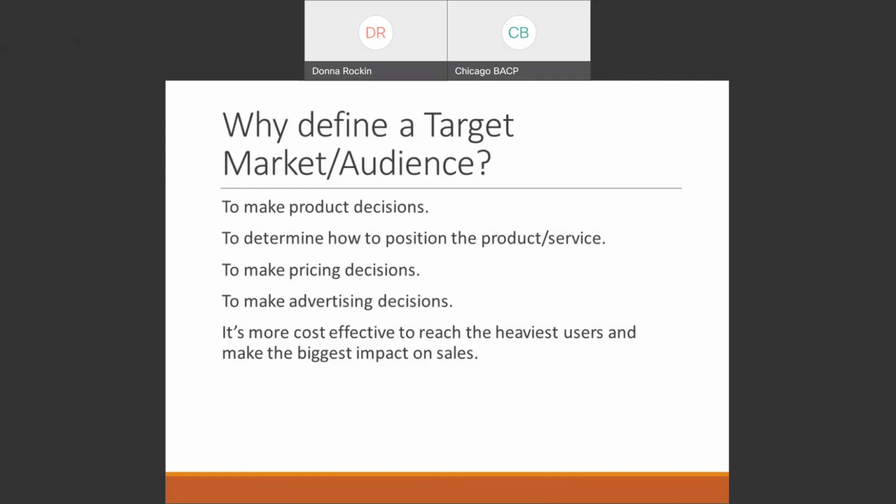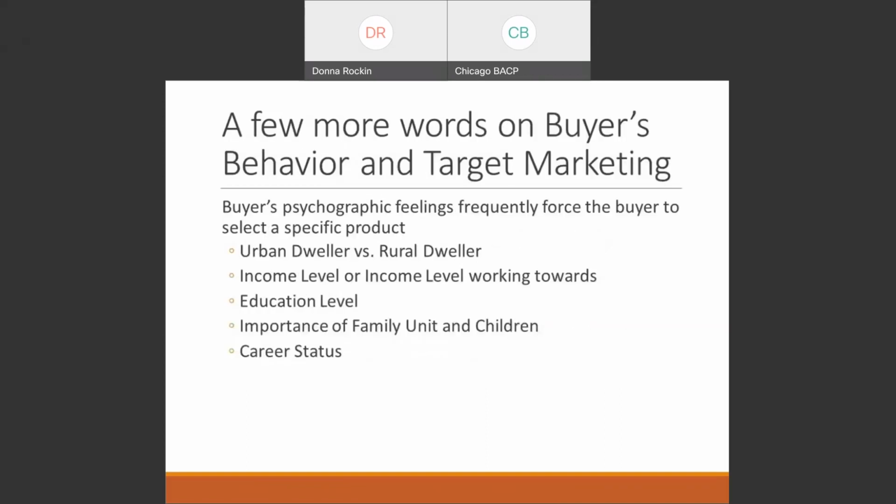How much can you charge? Does the price go down when you buy bigger and bigger packages? It usually does. A case of Coke costs less usually than four six-packs. Then there are advertising decisions. Where are you going to inform your customers that you've got these great products or services for sale? And also, it's more cost effective to reach your heaviest users and make the biggest impact on sales.